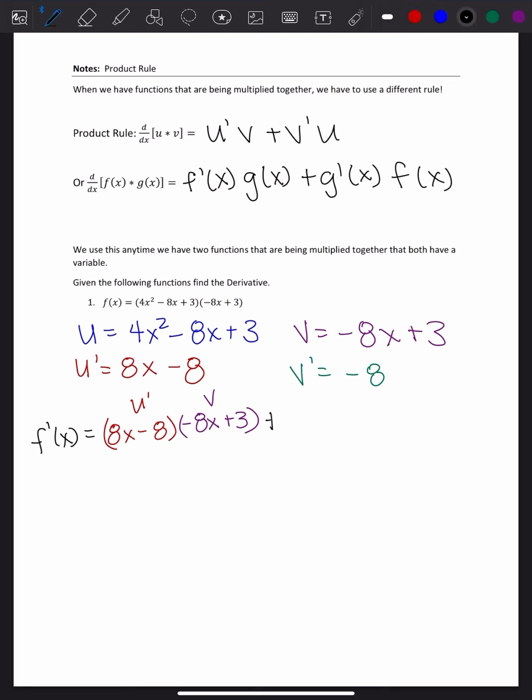Now we're going to add that to our v prime, which is negative 8, times our u: 4x squared minus 8x plus 3. One thing we need to know is that we can leave our answer like this. If I wanted to, I could multiply as much as I want out. Every answer just depends on what kind of problem we are looking at. If it's multiple choice and we have to look for a specific answer, we would simplify, but if it's free response, I'm going to leave it just like this. Okay.